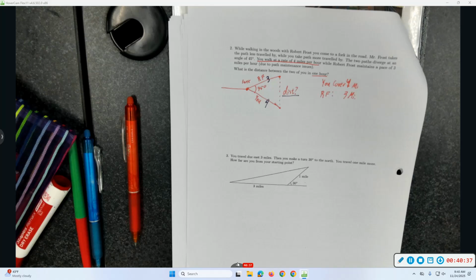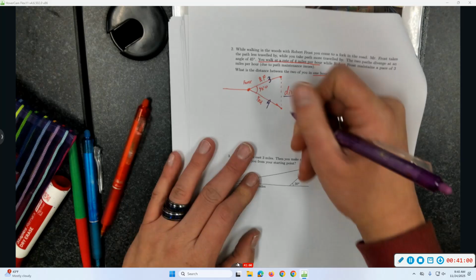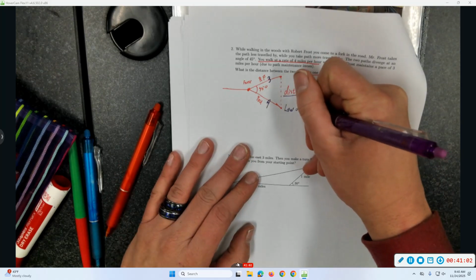Do I use the law of sines or law of cosines in this situation? Law of cosines, right? You can't use the law of sines. Law of sines needs you to know opposite information, and we don't. So we need to use law of cosines to determine the distance. Law of cosines is on the board. So let's use the law of cosines.